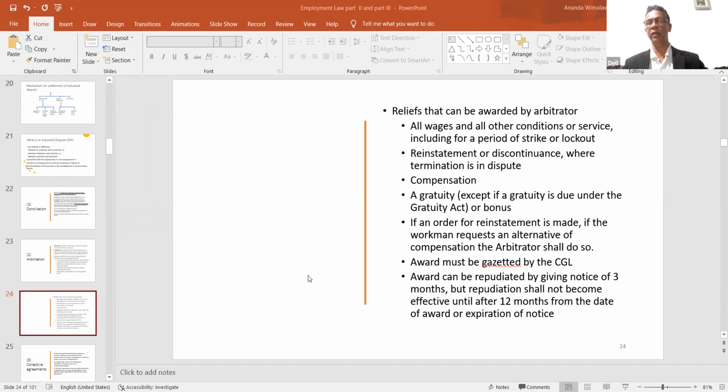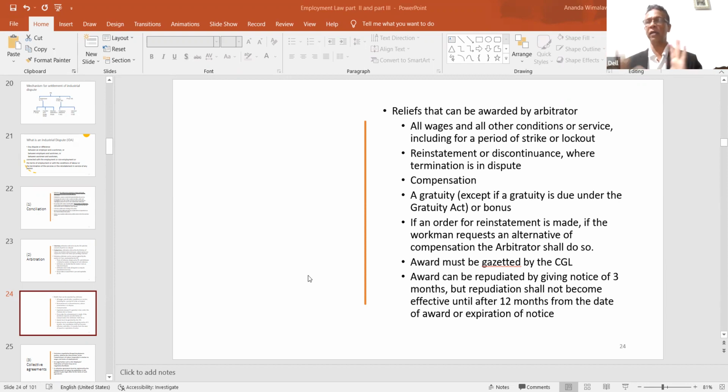If gratuity is not covered by the Gratuity Act, you know, if a worker's gratuity is covered by the Gratuity Act, no one can give any decision with regard to gratuity. You have to go by the provisions of the Gratuity Act. But if the person is not covered under the Gratuity Act, then still he is asking for some gratuity.